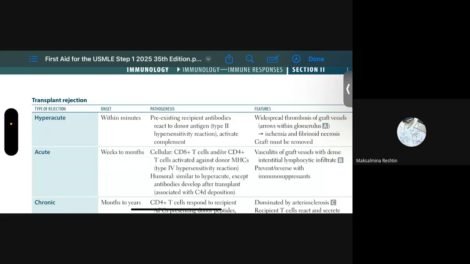Similar is the case if I'm just giving you my blood, right? So we have preformed antibodies. That's why the response is so quick, within minutes. So pre-existing recipient antibodies against the donor antigen, right? The antigen here can be two things. Remember, one of them is HLAs and the other is ABO.